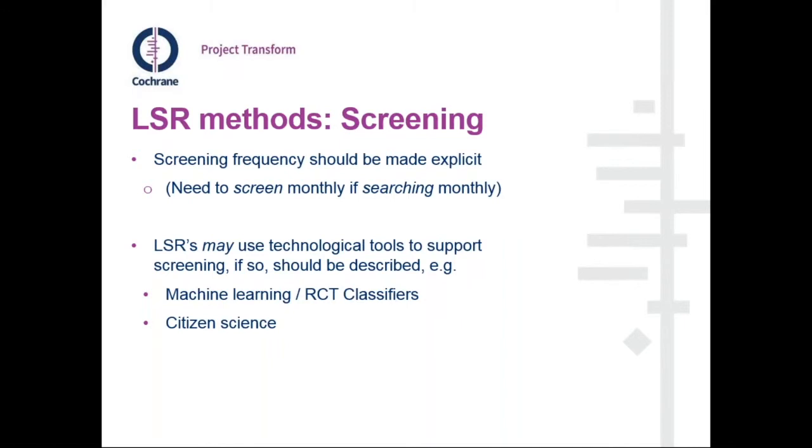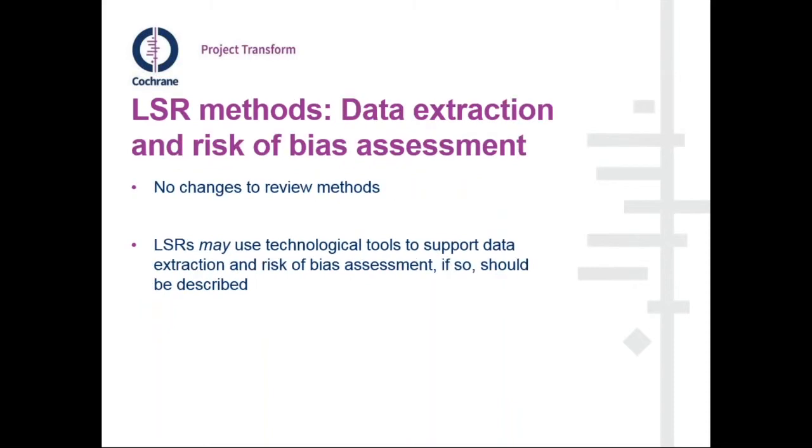And I'm not going to go into this in huge detail, but one of the reasons people are excited about living systematic reviews is the idea that we can bring in some of these technological tools that can help to speed up the process. And this is what can help to make it really feasible and sustainable. So things like machine learning or the RCT classifiers and citizen science. Within Cochrane, we have Cochrane Crowd, but if they're going to be used, they should be described.